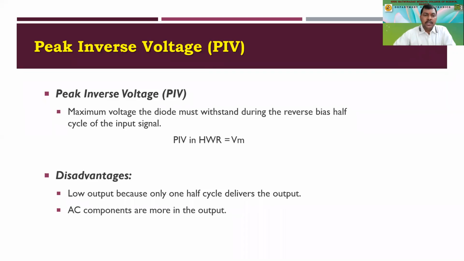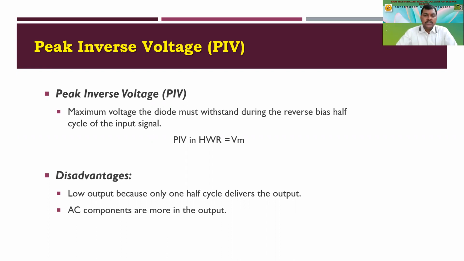The definition of peak inverse voltage is the maximum voltage the diode must withstand during the reverse bias half cycle of the input signal, without damaging the diode. What would be the maximum voltage during which the diode will remain in the working condition? The diode does not work in the reverse bias condition. It will be as good as open, but it has some limitations.